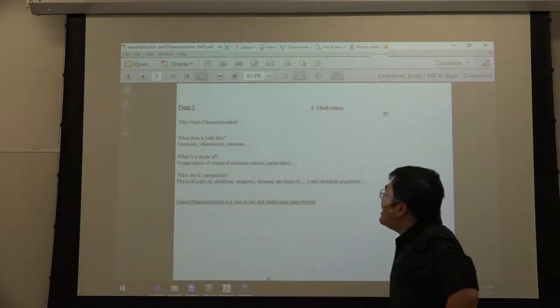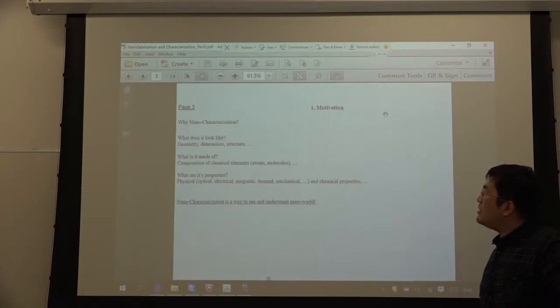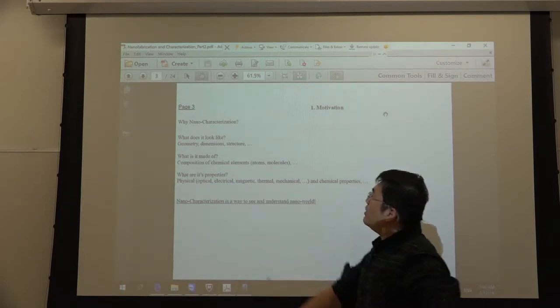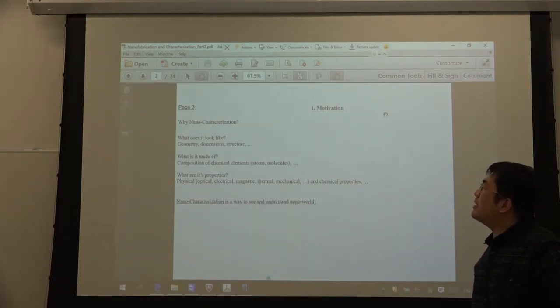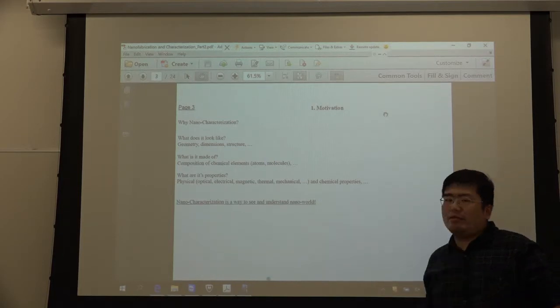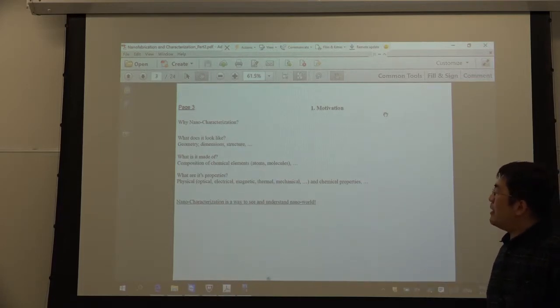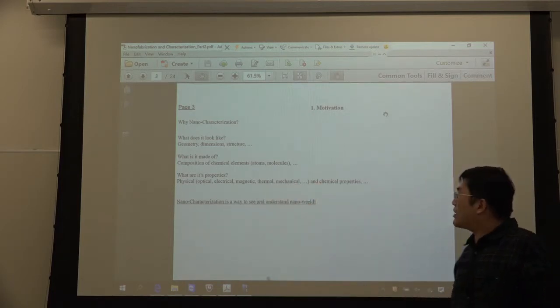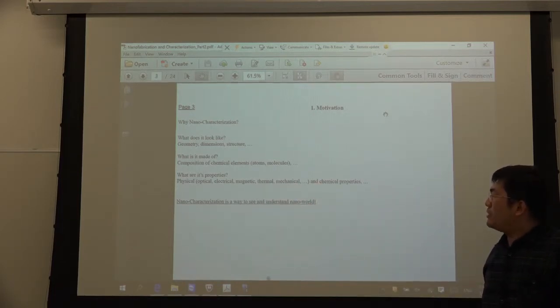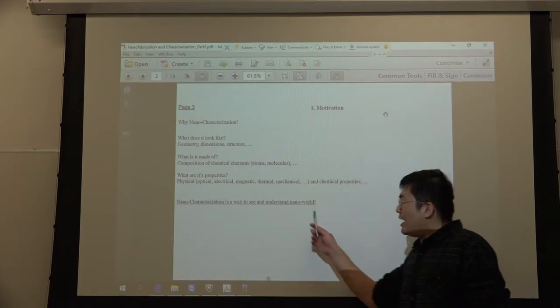The motivation: why do we need characterization? From characterization we can know the geometry, dimensions, and structure of the atom, molecule, or your sample, so you can know what it looks like. That's the first reason. Another is that you can know the composition or chemical elements, which kind of atoms or molecules compose your structure. A third motivation is that you can know the physical and chemical properties of your sample, like optical, electrical, magnetic, thermal, and mechanical. So it's a way to see and understand the nano world.